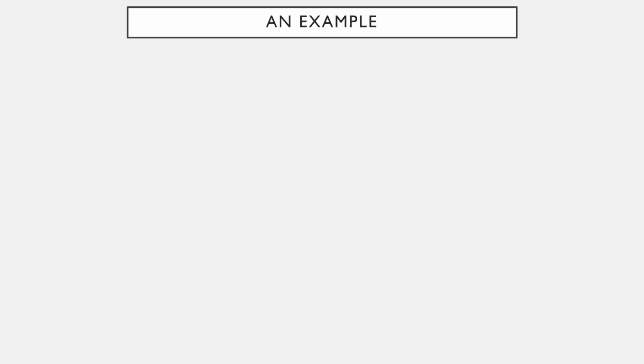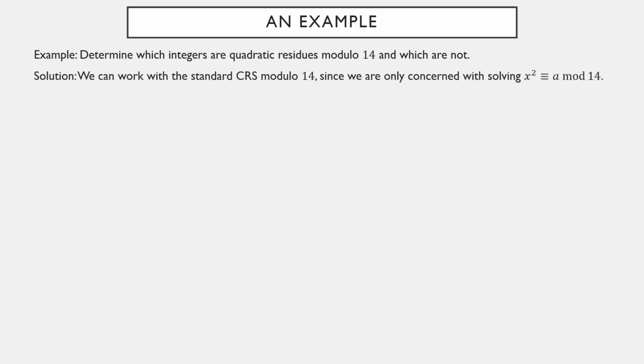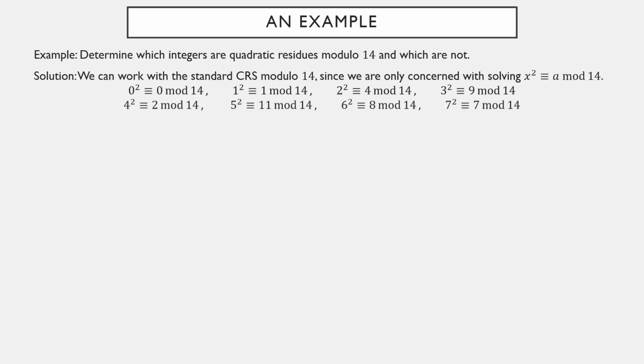With the definition under our belts, let's work through an example. Determine which integers are quadratic residues modulo 14 and which are not. We're just going to do the brute force technique we introduced on the last slide. We're going to take the entire standard complete residue system mod 14 and square things. So 0 squared is equivalent to 0, 1 squared to 1, 2 squared to 4, 3 squared to 9. 4 squared modulo 14 is equivalent to 2.